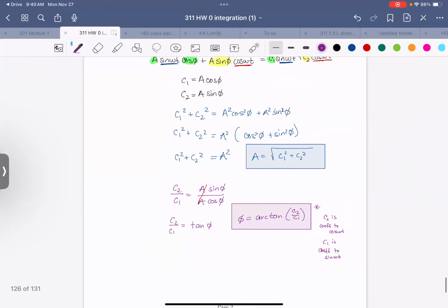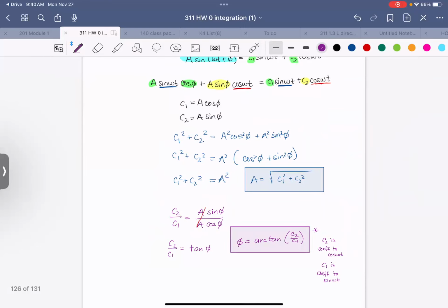Okay. Typically, what we're looking for is the amplitude more often than the phase shift. The phase shift is nice for graphing purposes, but typically when you're talking about mass springs, you want to see how high, what your amplitude is, right? How high and low your mass is going to go is the more important question. Okay.